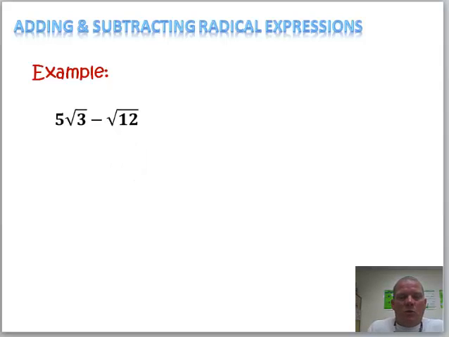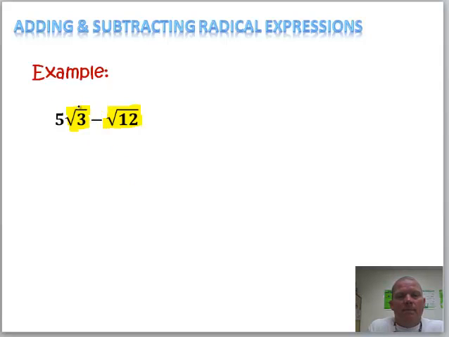I have 5 times the square root of 3 minus the square root of 12. If you'll notice, the first term is the square root of 3. The second term is the square root of 12. These are not like terms, so I cannot add them unless I can simplify one of them to where it looks like the other one.